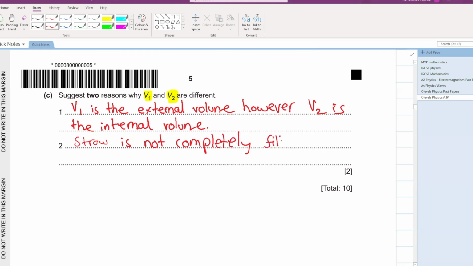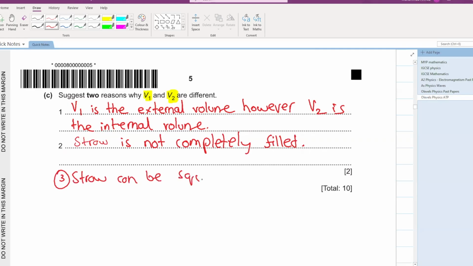Any other reasons that you guys would like to suggest? और क्या reasons हो सकते हैं? Any other reason? It is possible that the straw becomes squeezed or something like that. You can say the straw can be squeezed.